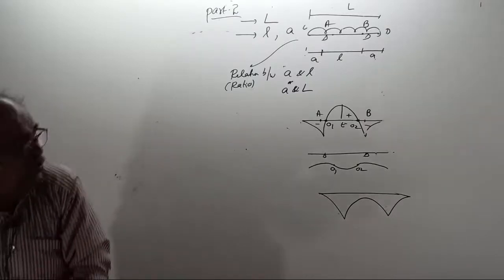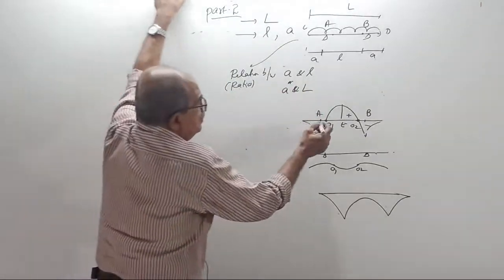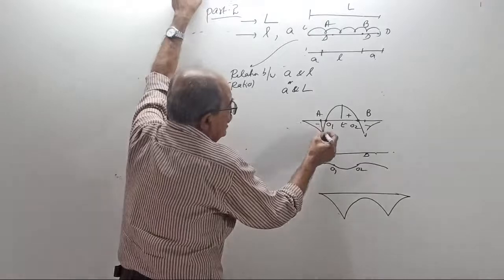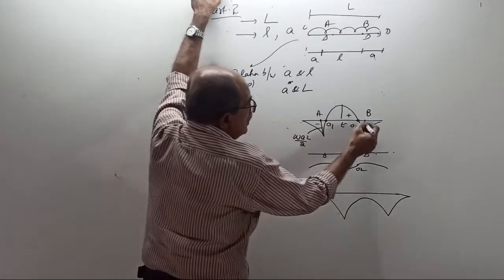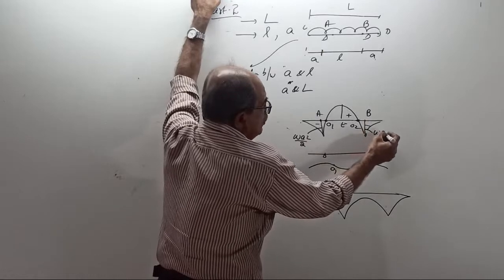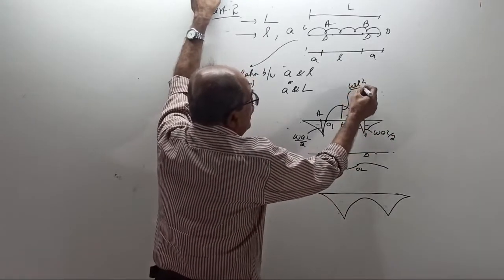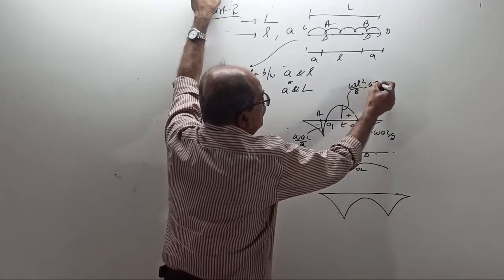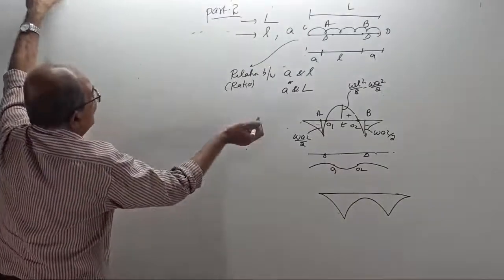Okay. Now come to the case. I told you more. Now you know that this bending moment is WA square by 2. This bending moment is WL square by 8 minus WA square by 2. Now, right here, after all the story.